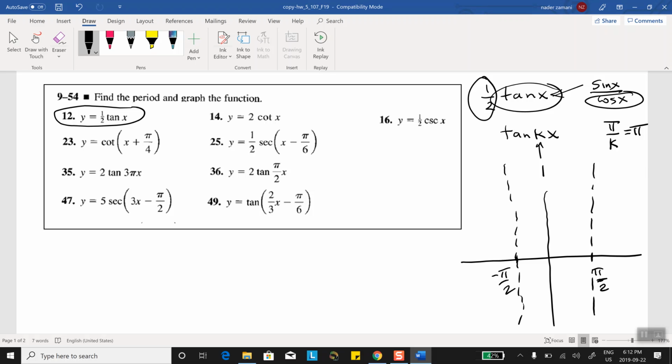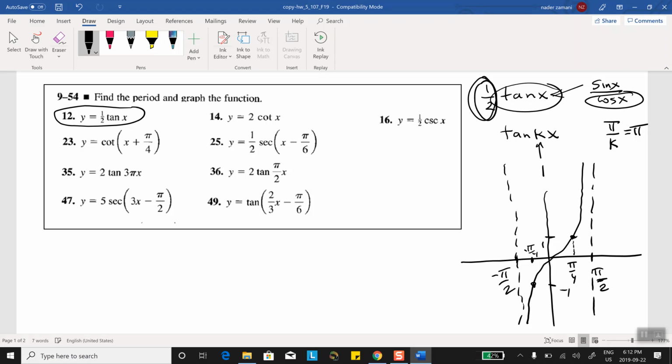So when you look at tangent of x, in the book, the graph is drawn like this, okay? For example, when x is pi over 4, this height, tangent, is 1. And when x is minus pi over 4, this height is minus 1.